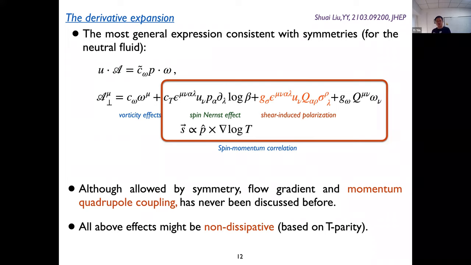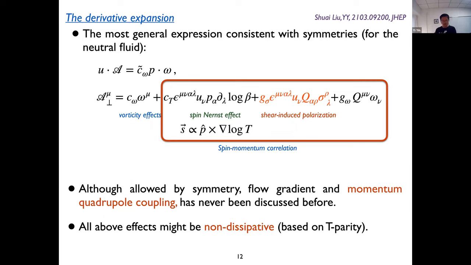Moreover, you can also consider contributions from the quadrupole. So Q mu nu denotes the quadrupole, and this quadrupole can be coupled with the shear stress tensor, the symmetric part of the flow gradient. Another thing you can write down is the contraction between the quadrupole and the vorticity. As I emphasized here by this red box, in all the terms in this red box, the expression depends on momentum, which means that in the presence of the hydrodynamic gradient, the spin direction is related to the direction of the momentum.